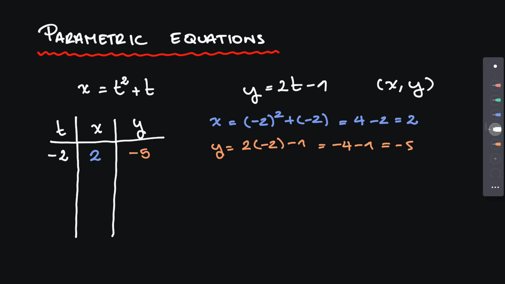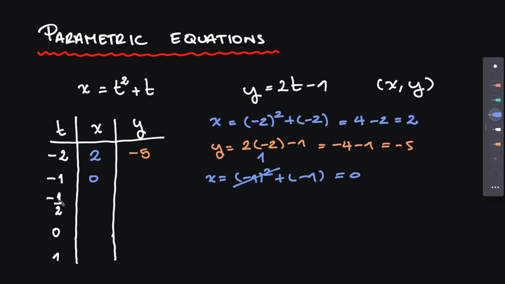Okay, so let's do a couple other values, and you can pause this video and try it by yourself. Let's use -1, let's use -1/2, let's use 0, and 1. Those are the ones that we're going to use for this example. Again, in blue, if I have -1, x is going to be equal to -1 to the power of 2 plus -1. This is +1, so 1 minus 1 will be 0. So that is 0.